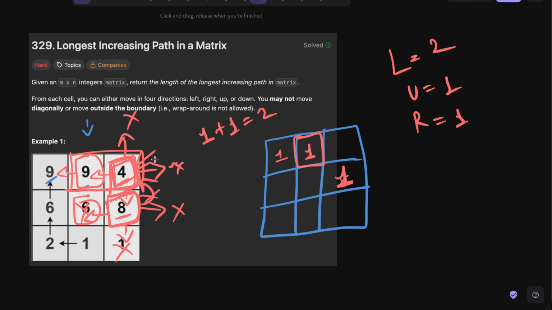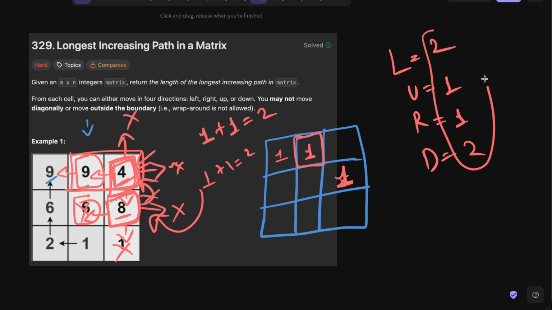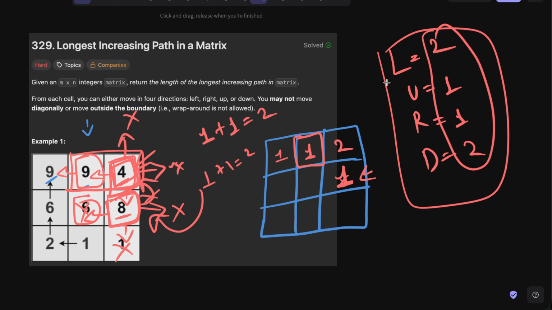And now I will go back to the 4 and I will add 1 to whatever path I got from 8. So it will become 1 plus 1, 2. So in the down direction, I will have a candidate of 2. Now I just need to select the maximum of these. So the maximum is going to be the value 2. So I can simply store 2 here. Now as you can see, we have been able to store 1 here also, right? We also had the same candidates for 8 also. I just did not write them down.